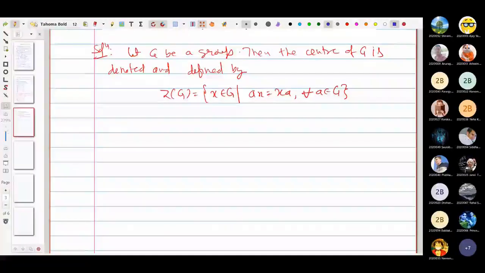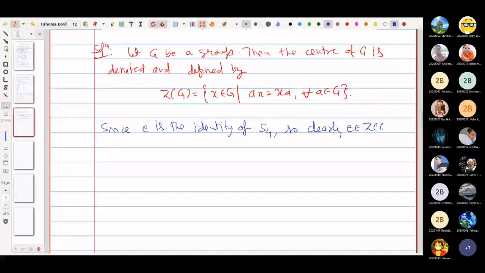In case of, or you can write, since E is the identity of S4, so clearly E belongs to the center of S4. Center of S4. So E belongs to the center of S4 because identity commutes by definition with every element of the group.